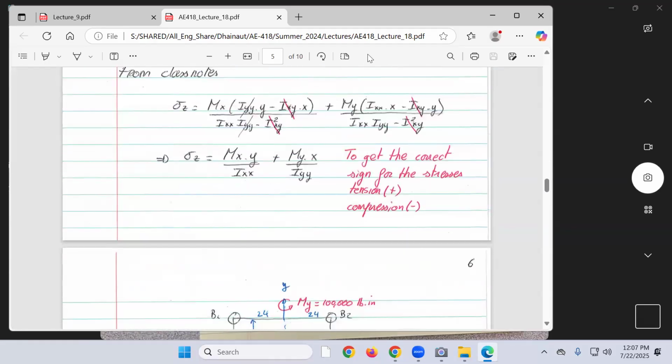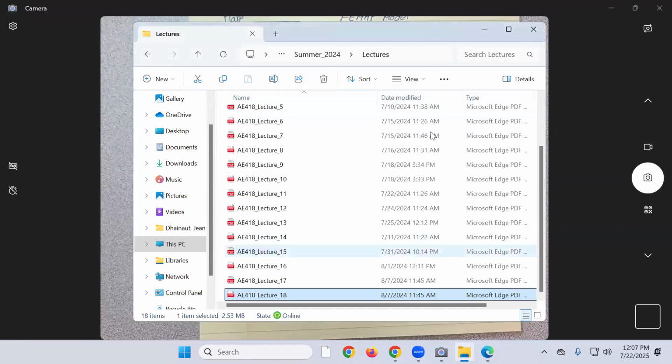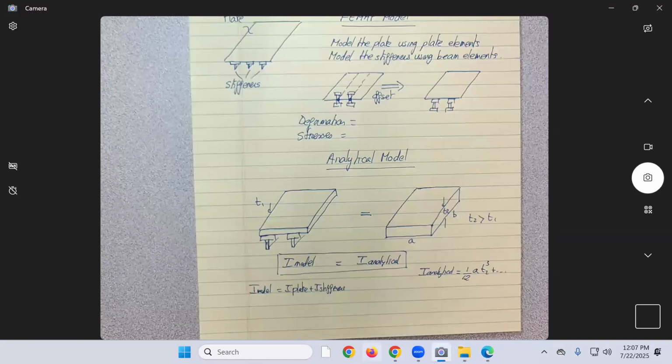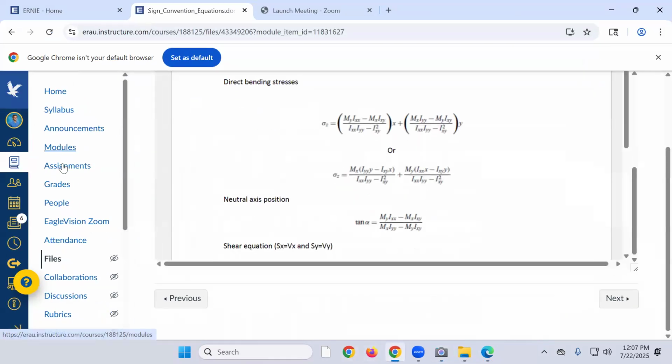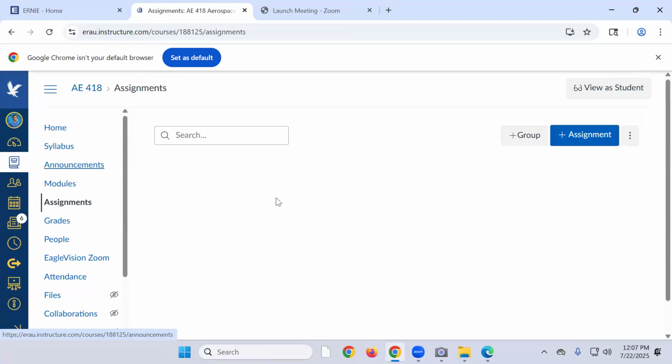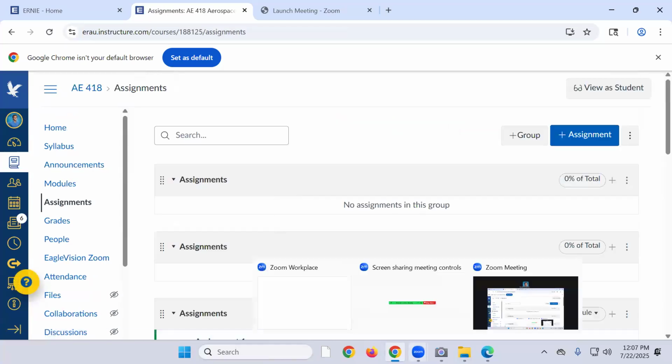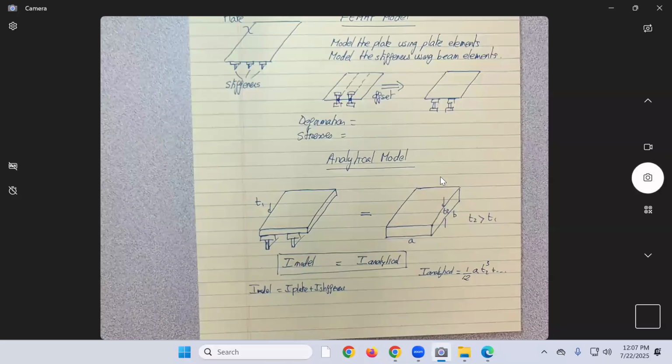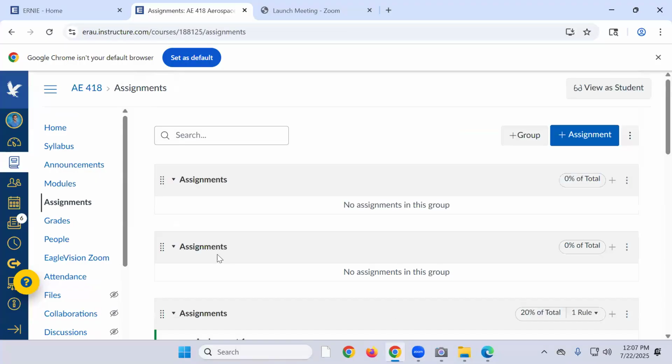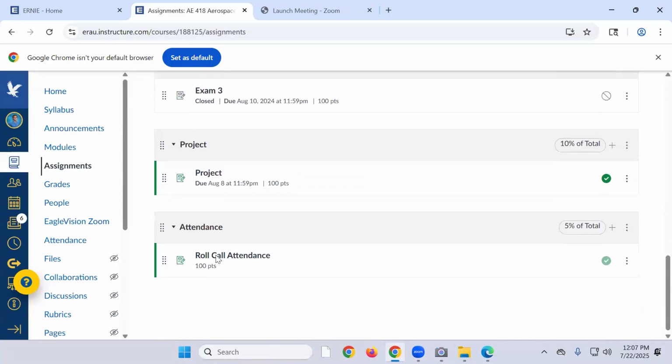And so on. So for the projects, you need to do that. And then what's going to happen is what? Let's say assignments. You're going to find your equivalent plates, simply supported plates. You have a thickness. A and B will be the same. The only thing that's going to change is the thickness. Then you will come here to the project.